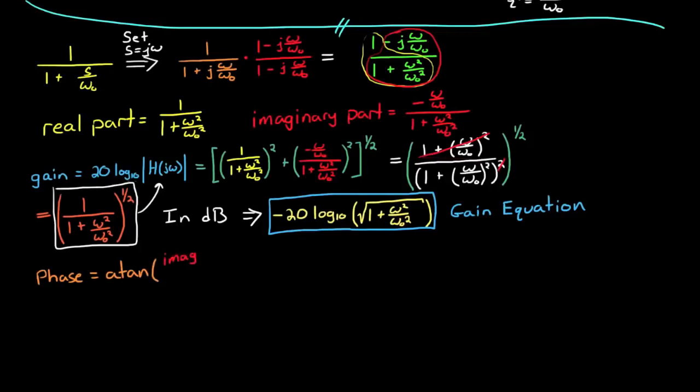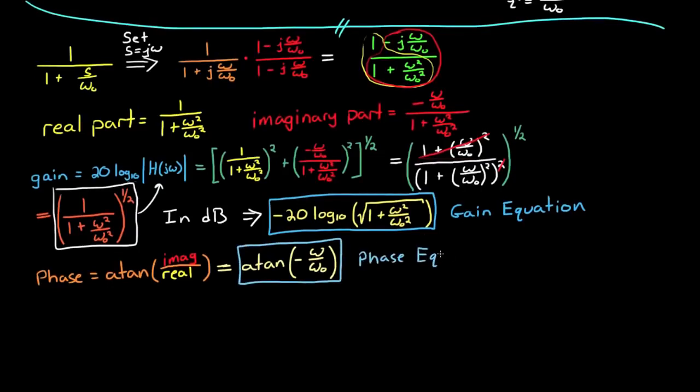Phase is a little bit simpler. It's the arctangent of the imaginary part over the real part. And when you do this math, a lot of things cancel out, and all you're left with is the arctangent of negative omega over omega naught. And this is the phase equation.